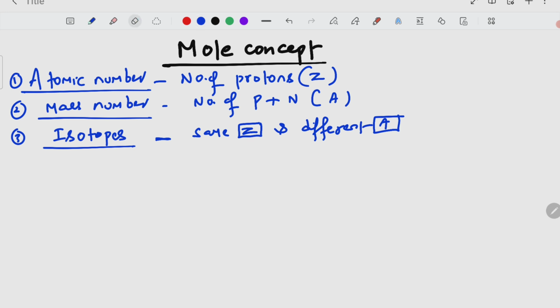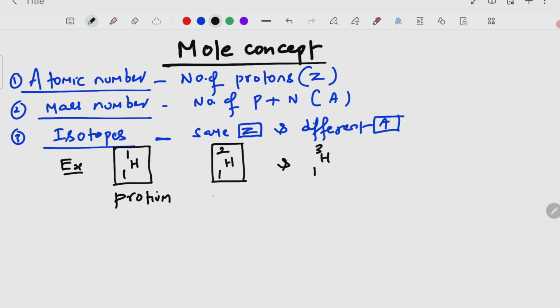For understanding, if you see example for isotopes, we represent 1H1, 1H2 and 1H3. Here, if I take 1H1, the superscript indicates mass number, subscript indicates atomic number. Here all are having same atomic number but different mass number. So first we call it as protium. The one with 2 mass number we call it as deuterium. The one with 3 mass number we refer to as tritium.